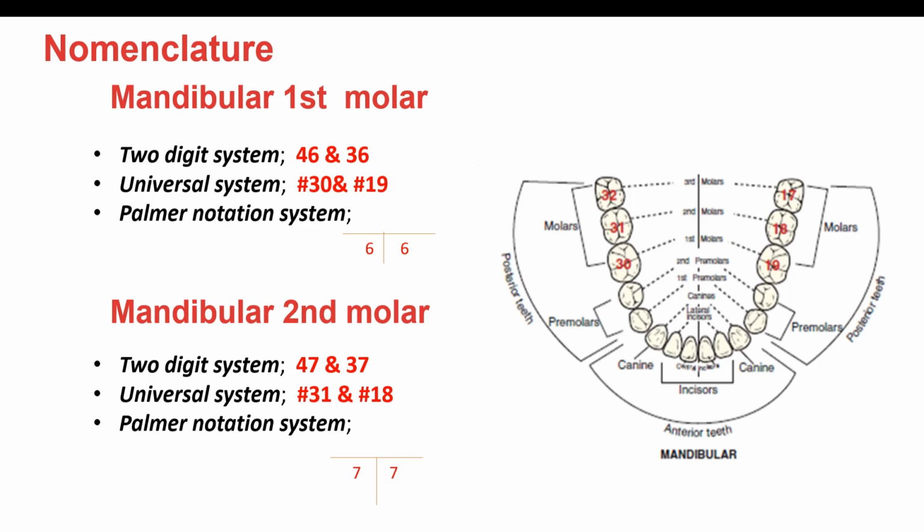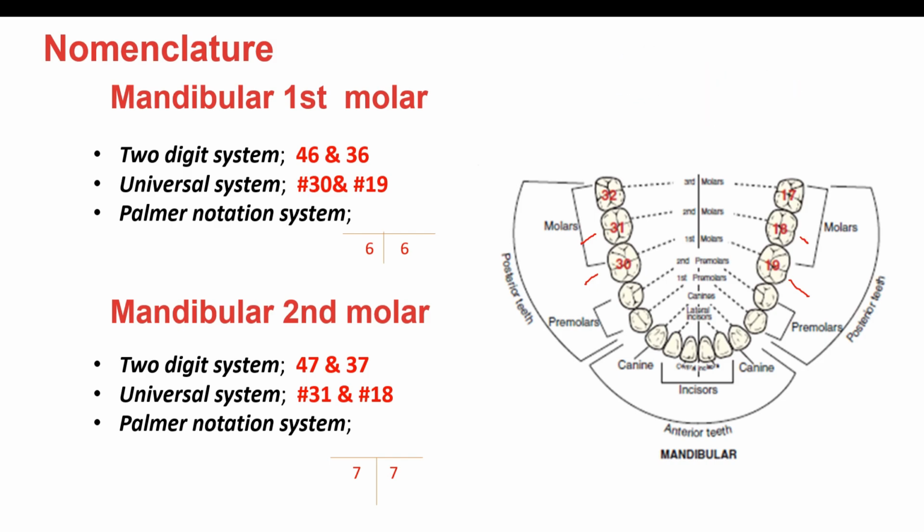Coming to the nomenclature, in the 2-digit system, the first digit denoting the arch and the second digit denoting the number. For first molar in mandibular arch, it is denoted by the number 46 and 36, whereas second molar by 47 and 37. By universal system, you can see in this image the first molar by 30 and 19, and universal system for the second molar is 31 and 18.